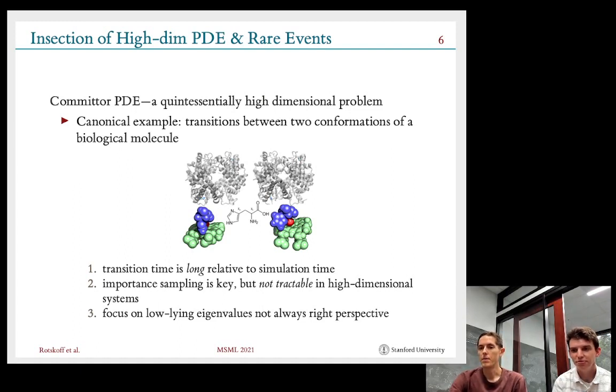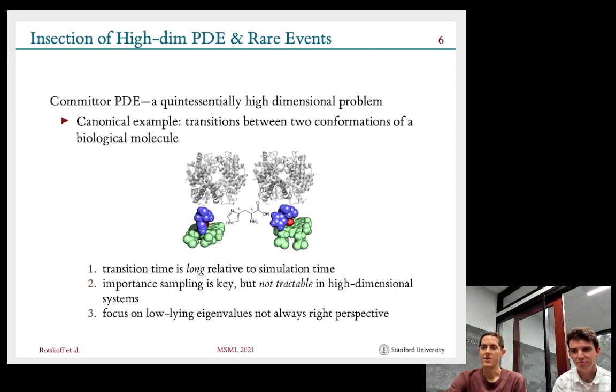So this problem, that the typical time of a reaction is very long relative to the time that we can simulate, is the motivation for a large body of research in molecular biophysics and computational chemistry about importance sampling. Importance sampling turns out to be key in this algorithm, but it's not always tractable in high-dimensional systems because, in order to importance sample, you generally need to project down into a lower dimensional coordinate space. That's where the art of choosing appropriate reaction coordinates often enters the equation.